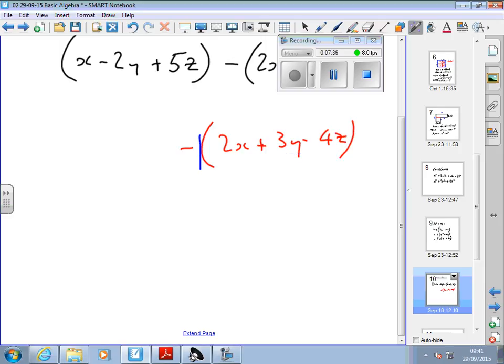So I'm multiplying every term in here by minus 1. So that would give me minus 1 times 2x is minus 2x. Minus 1 times 3y is minus 3y. Minus 1 times minus 4z, a minus times a minus, gives plus 4z. So effectively, if there's a minus sign outside the bracket, it changes the sign of all the terms inside the bracket. And I've got to bear that in mind when I look at this.